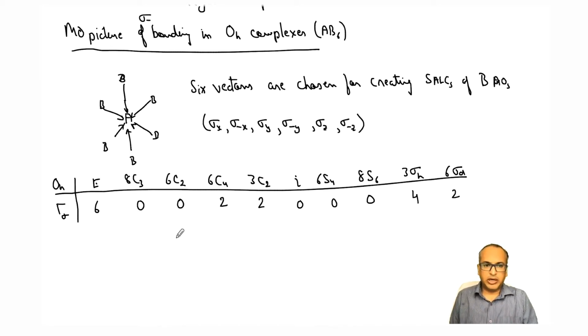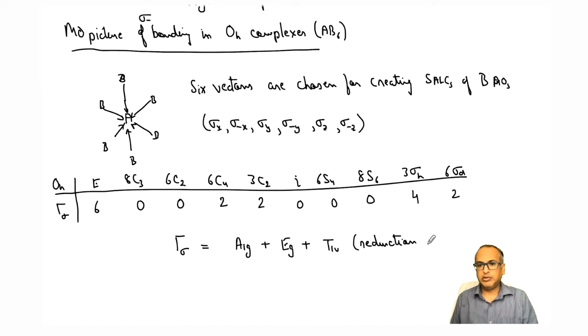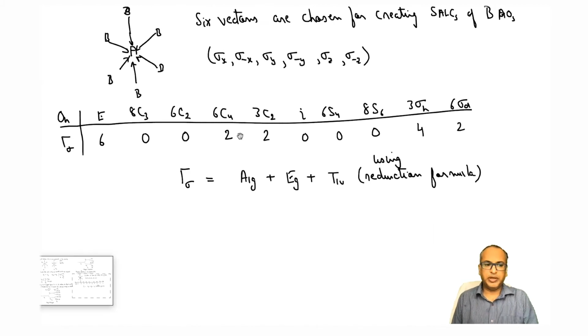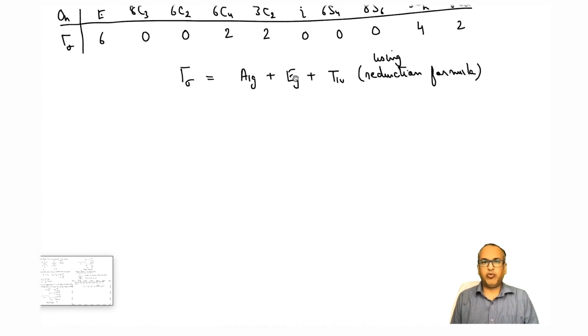Okay, so now upon reduction using the reduction formula, gamma sigma will give rise to A1g plus Eg plus T1u. This comes from the reduction formula. So that means 1, 2, 3, 4, 5, 6. So 6-dimensional representations are coming. So this would mean that there would be 6 SALCs with different symmetries, right?